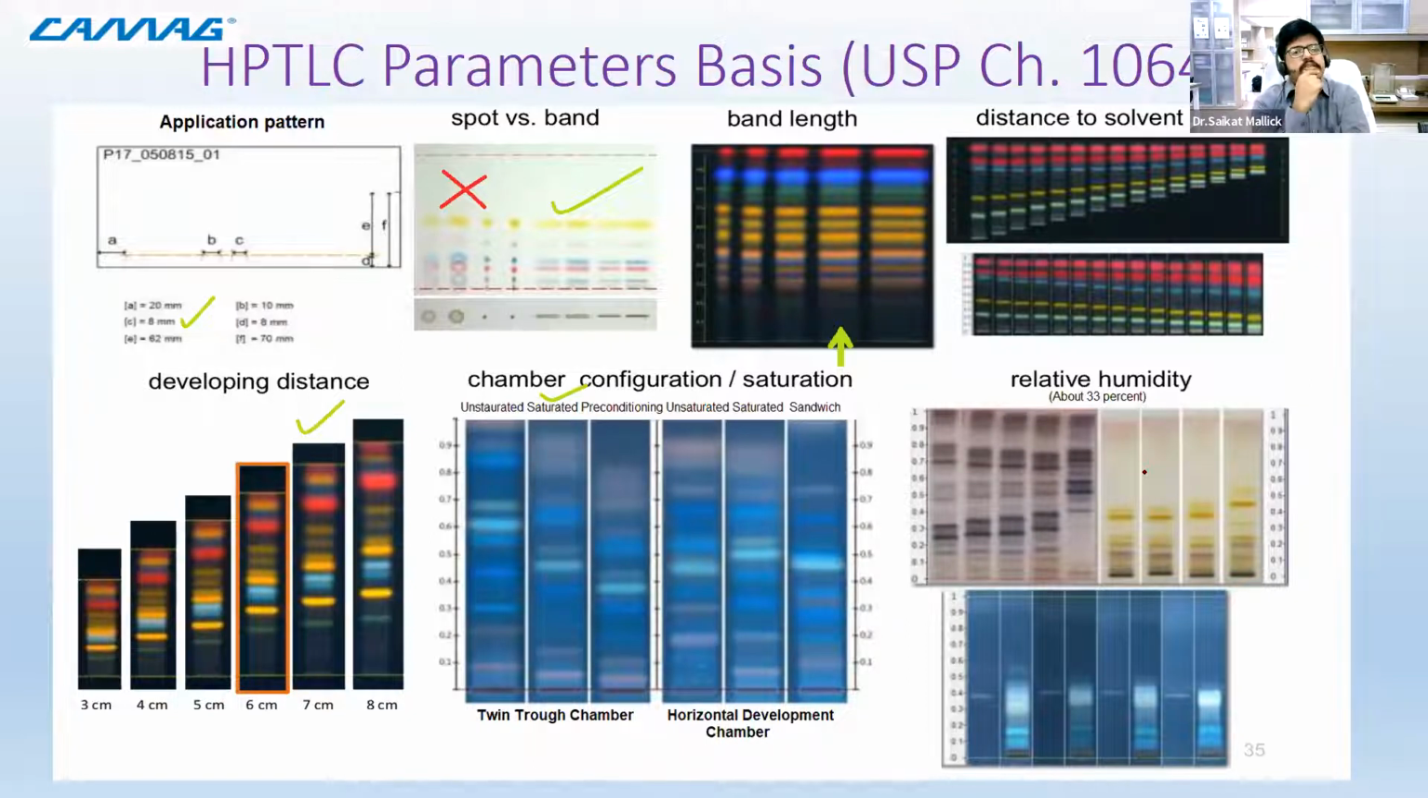Now, when we talk about HPTLC parameter basics, USP chapter 1064, I told you that everything is being standardized. The parameters which I had spoken about are visibly seen on your screen. You can see the plate application format, and how band application is preferred over spot application. You can see how the band length has been optimized to get effective separation, relative humidity, what development distance gives you a good separation without altering the resolution, and how the saturation affects the chromatogram that is being seen here. So everything has been studied and based on that you get the parameters.